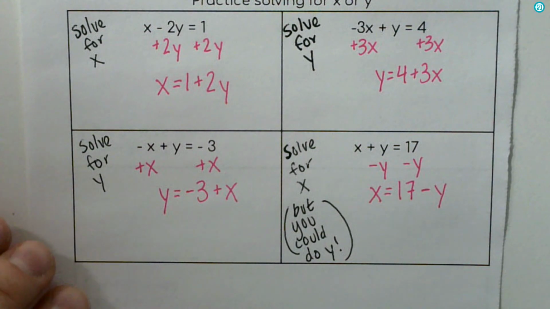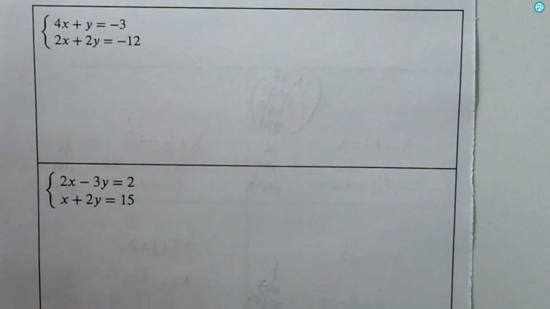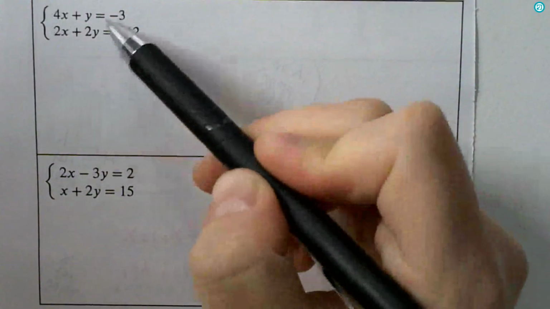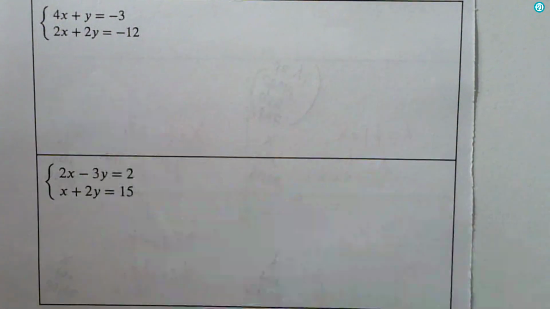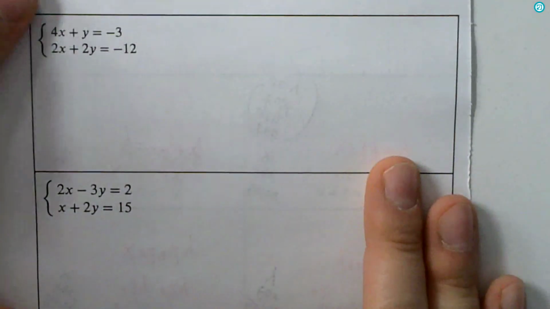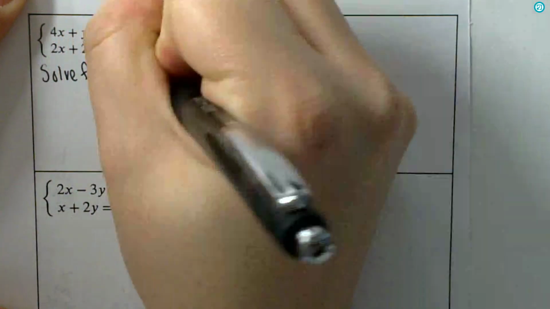Okay, flip this over. We've got 2 full systems on the back because the only new thing that we are doing today is that first step. So, first thing that we're going to look at in our system, we've got 4x plus y equals -3, 2x plus 2y equals -12. What is closest to being by itself? X or y in the first or second equation? The y in the first one. So if you need to write a note to yourself that says, solve for y in number 1, you can.